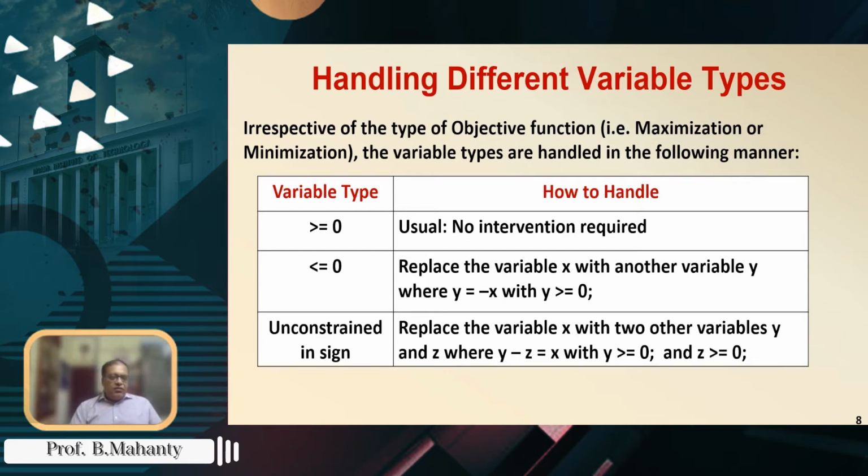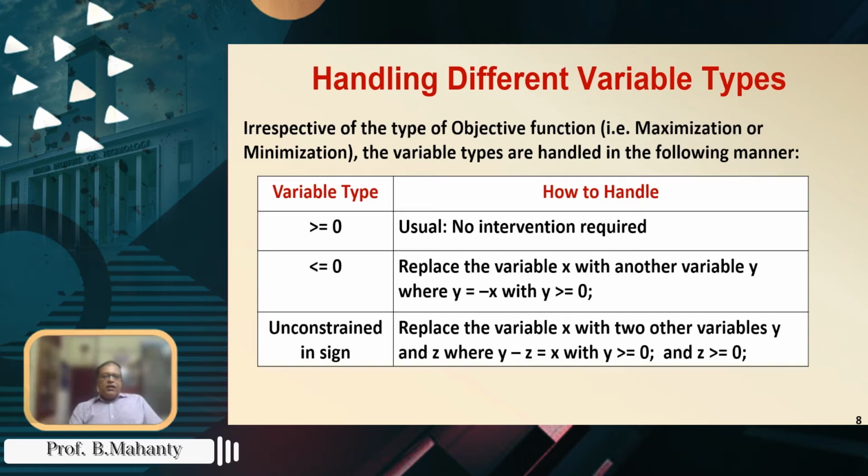All right, so we now have understood that if the variable type is greater than equal to 0, no intervention is required. If it is less than equal to 0, substitute y equal to minus x, and if the variable is unrestricted in sign, then replace it with y minus z equal to x, where both y and z are greater than equal to 0.